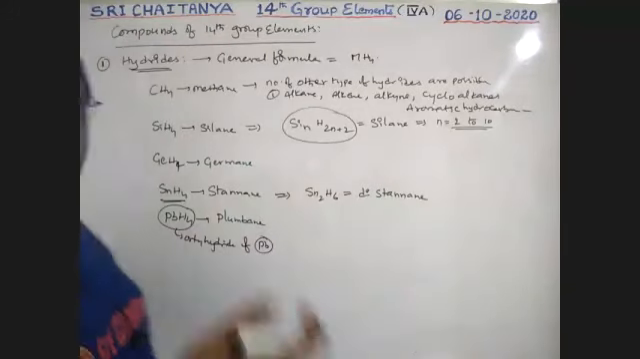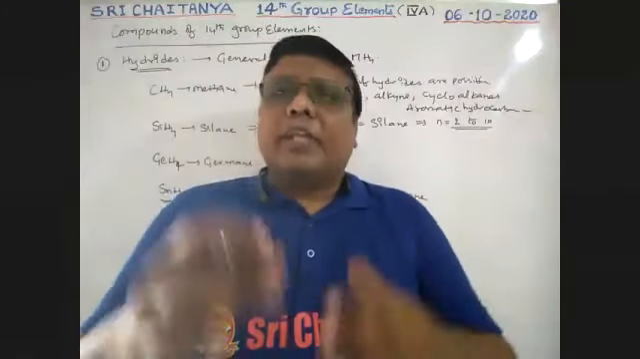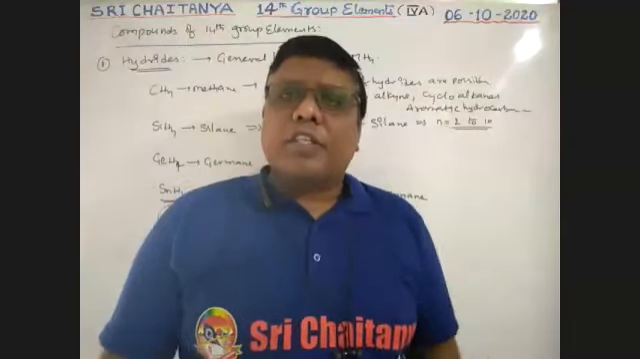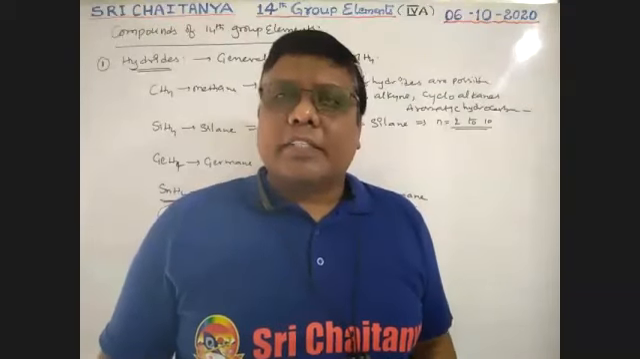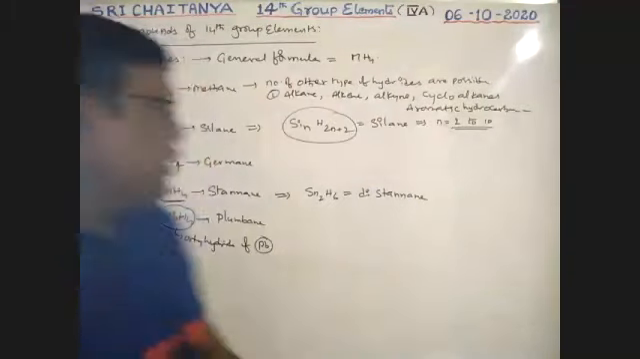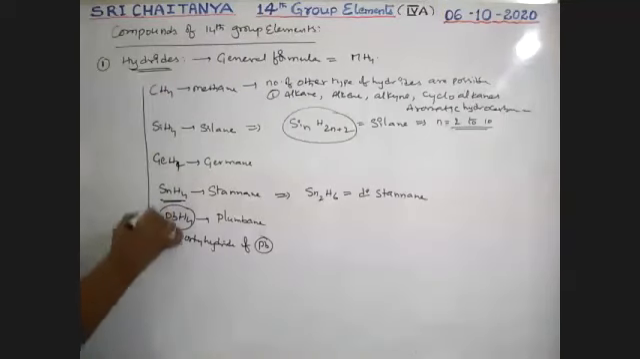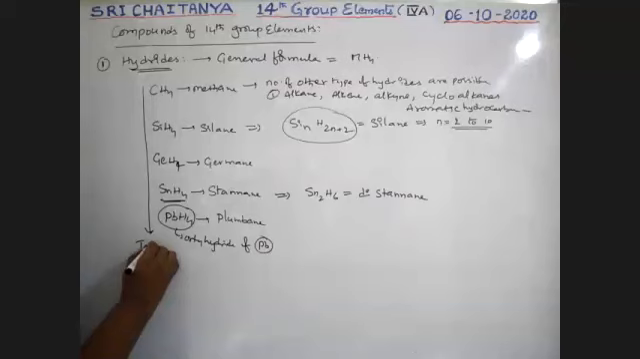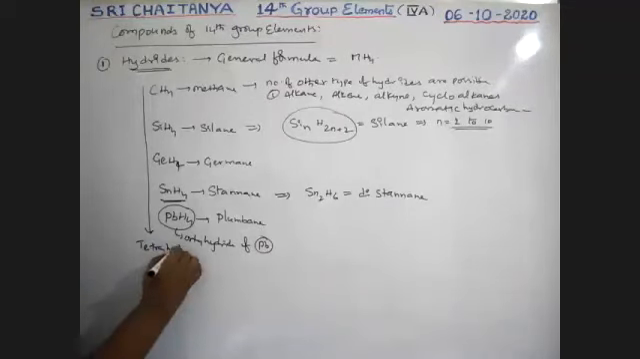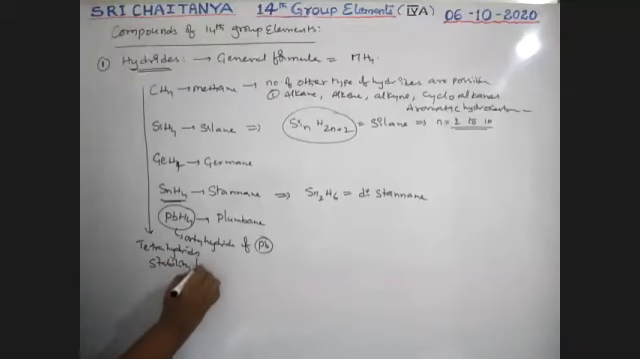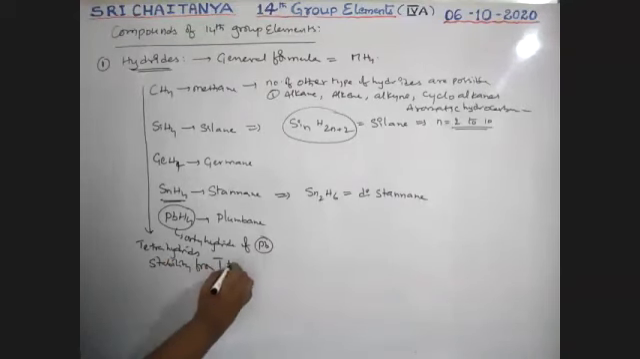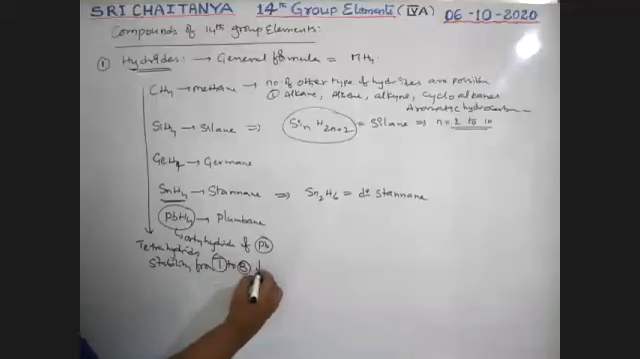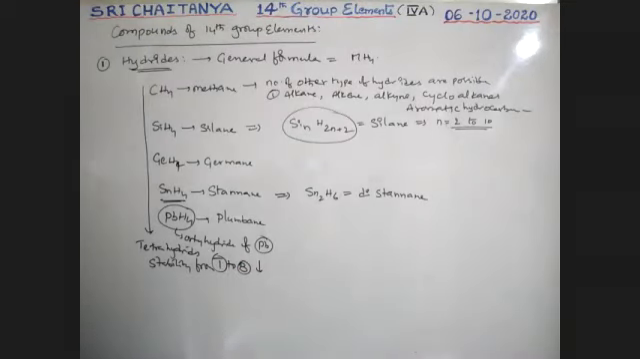That means the formation of hydrides from top to bottom decreases because stability decreases. See here, boys, the stability of these tetrahydrides from top to bottom decreases. Very, very important.